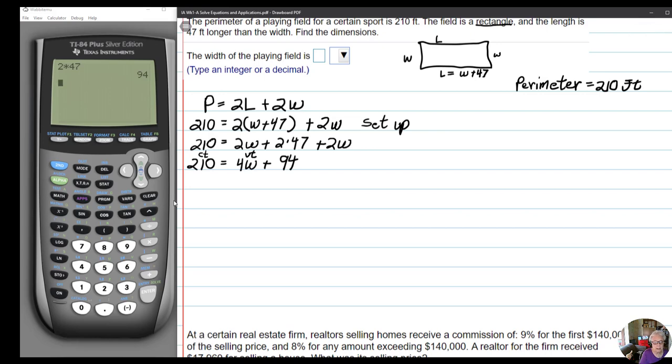It does get a little more complicated. I need to get this constant term over there with that constant term. So what I'm going to do is make 94 equal 0. Oh, how can I do that? Since this is positive 94, I will subtract 94. 94 minus 94 is 0. Bring down the 4W. And 210 minus 94.